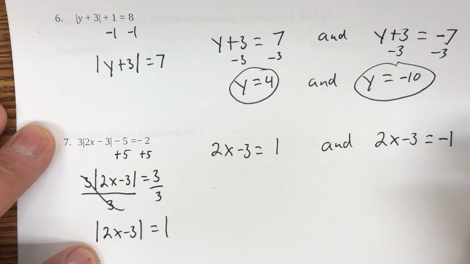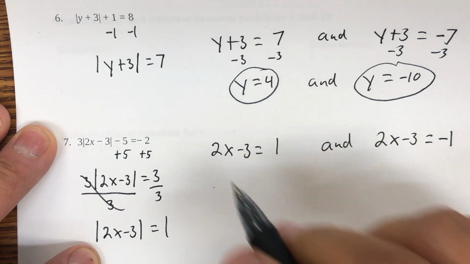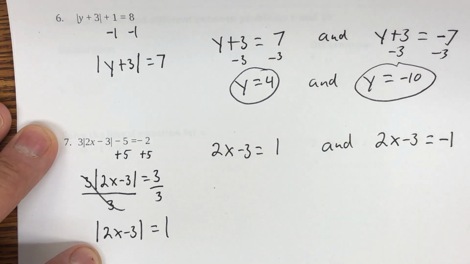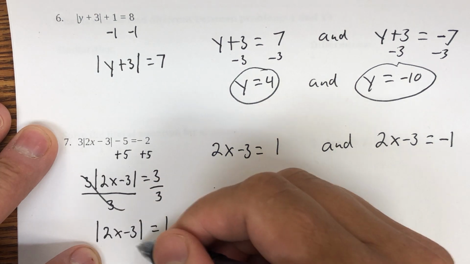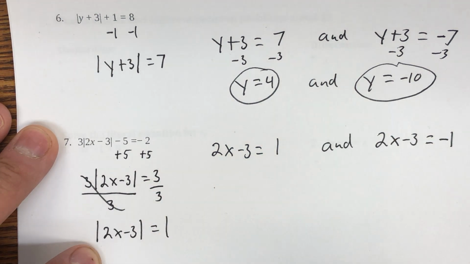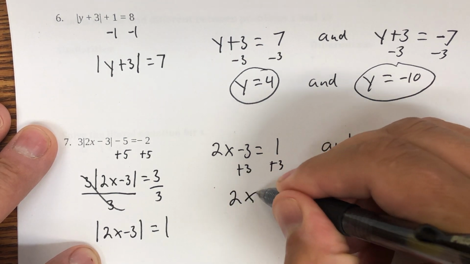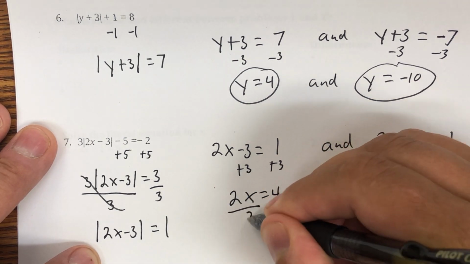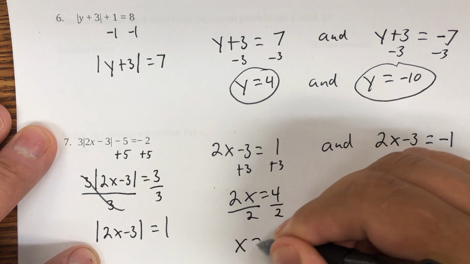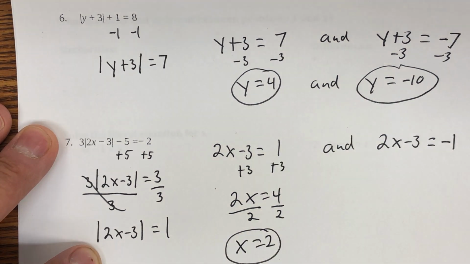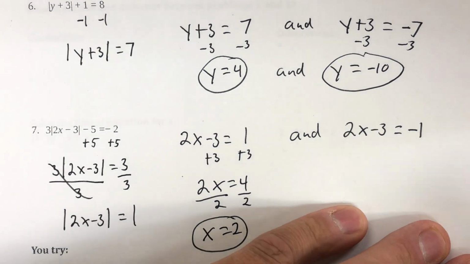Do not be lazy. Write both steps down. It's super easy to make a mistake when you start trying to solve it just from here by adding 3 and then dividing. Doesn't work. So add 3, 2x equals 4. Divide 2, and x is equal to 2. Found the first one. Steps are the same for the next part.